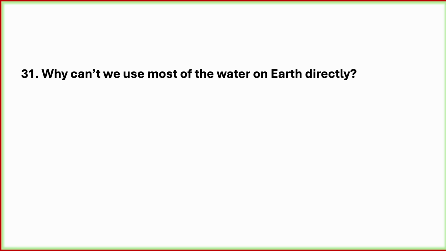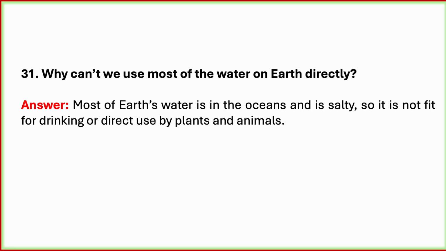Why can't we use most of the water on earth directly? Most of the earth's water is in the oceans and is salty. So it is not fit for drinking or direct use by plants and animals. Even though earth has a lot of water, only a small amount is fresh water. Most water is in oceans and cannot be used for drinking because seawater is salty. So it is not fit for drinking or direct use by plants and animals. So we must use water carefully and not waste it.